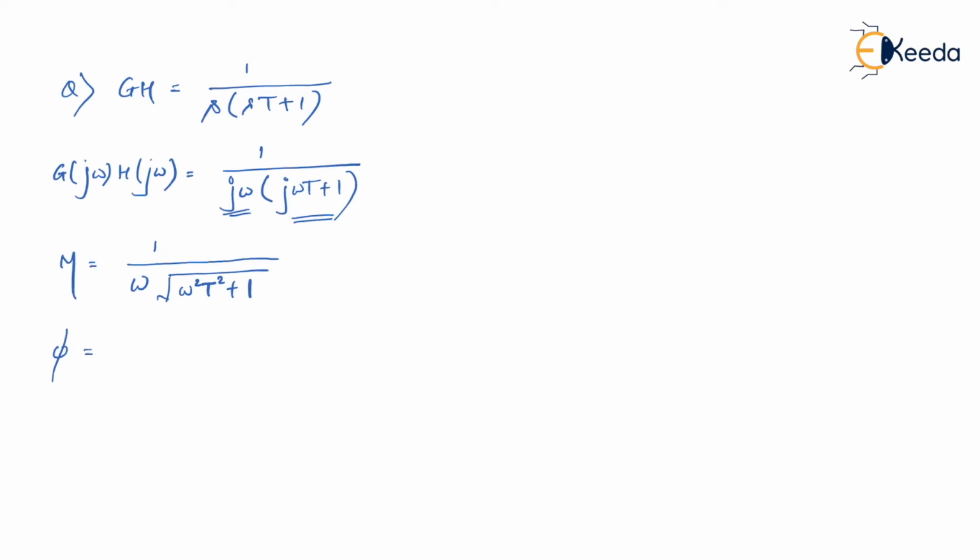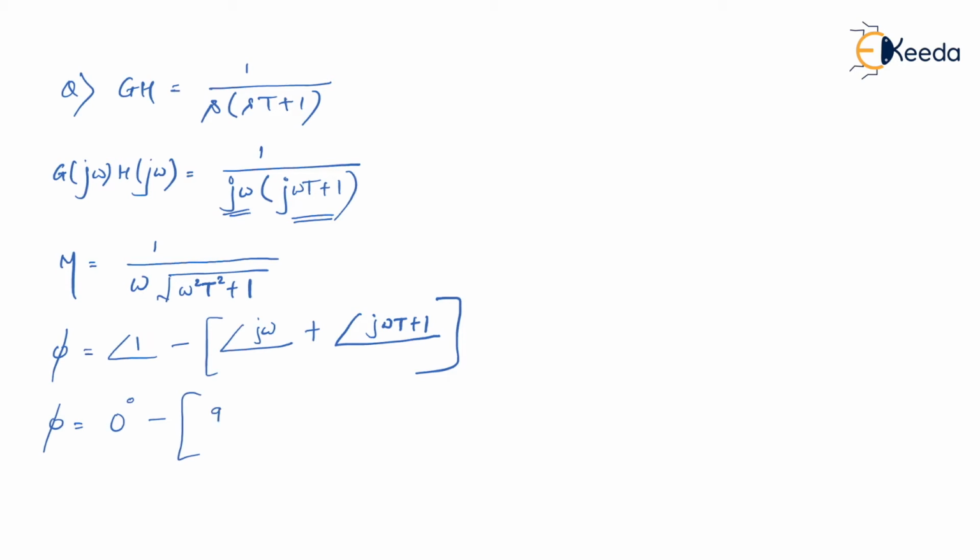Let us calculate the phase. So it is angle of 1 minus angle of denominator, and angle of denominator will be angle of j omega plus angle of j omega t plus 1. So let me write this. Angle of real quantity is always 0 degree minus angle of j omega is always 90 degree. We have also seen that, plus it is tan inverse of imaginary part upon real part. So it is omega t itself.